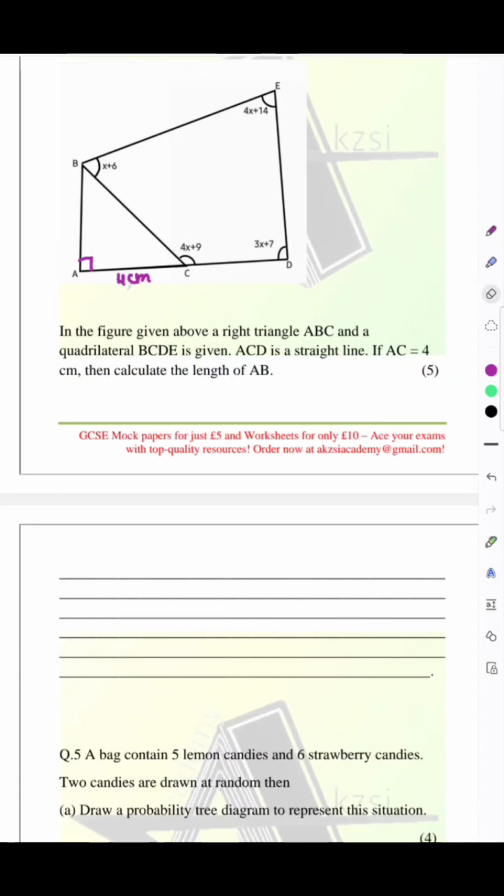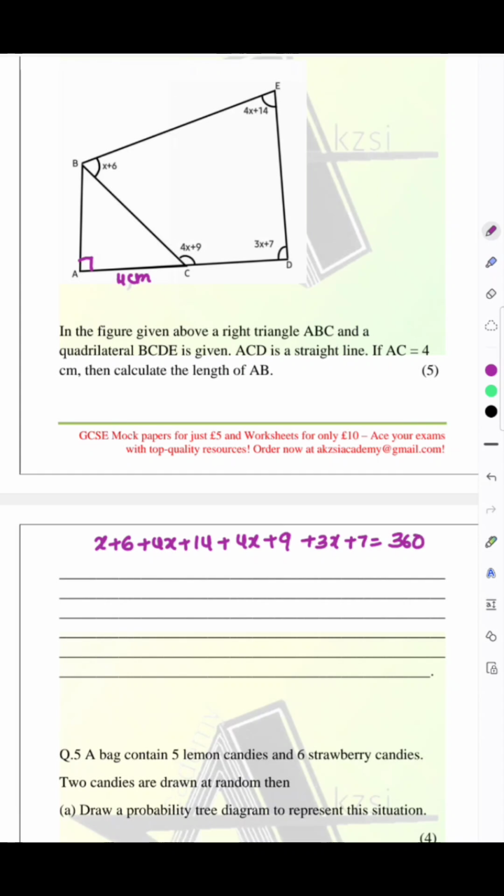You can clearly see all the angles are given in terms of x, and we know that the sum of all the angles of a quadrilateral is 360. That means add all the angles and equate it to 360 degrees. So I'm adding all the angles: x plus 6, plus 4x plus 14, plus 4x plus 9, plus 3x plus 7, and let me equate it to 360 degrees.